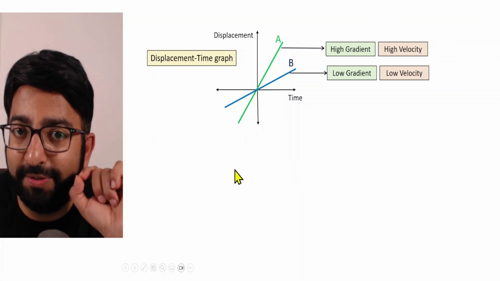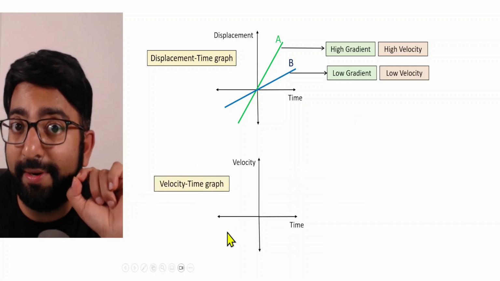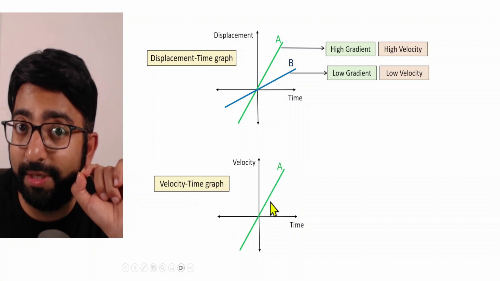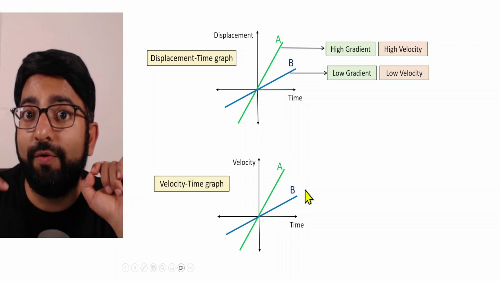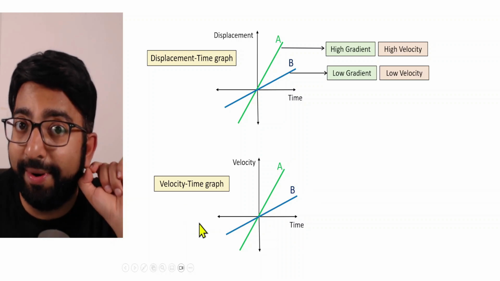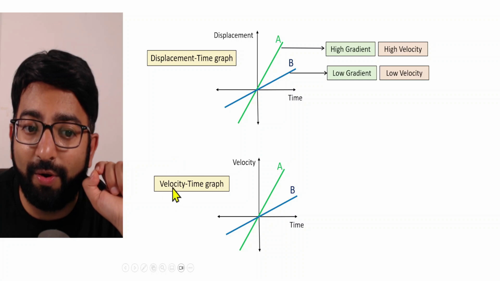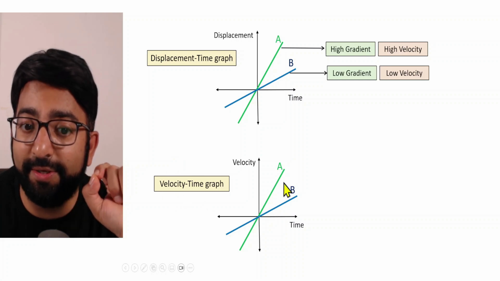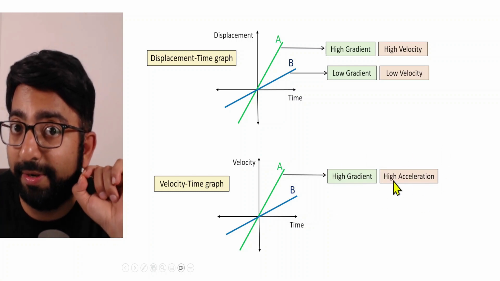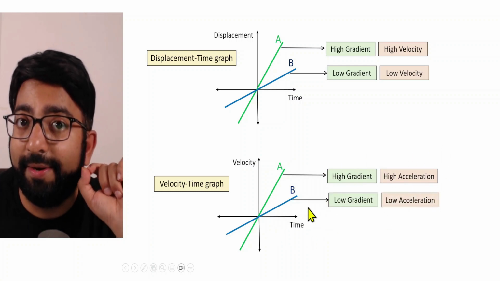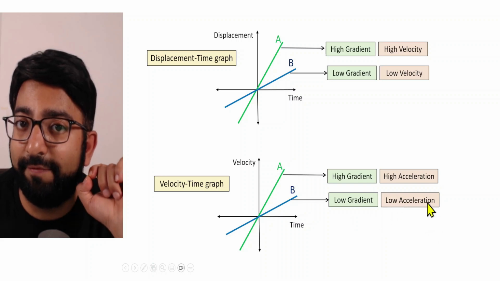Similarly, let's say in an exam situation, we are given a velocity time graph. Let's say the graph looks like this for particle A, and for particle B, the graph looks like this. We follow the same principle by recalling that the gradient of a velocity time graph gives us acceleration. Particle A's graph has a higher gradient, which means acceleration will be higher. B has a lower gradient, so acceleration will be low.